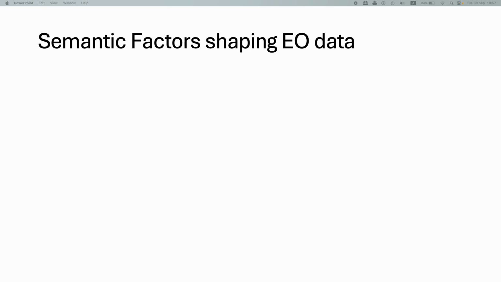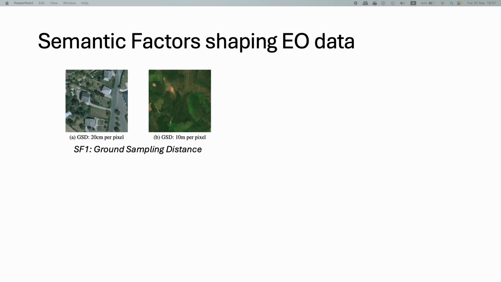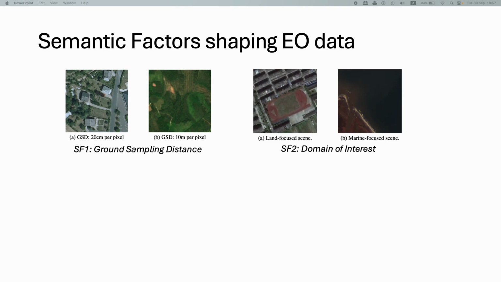Before starting our analysis, we first define the factors that may affect the uncertainty generalization in Earth observation. First, we have ground sampling distance. Ground sampling distance influences the level of spatial detail, affecting object detectability, textures, and patterns. Second is domain of interest, which influences the objects that can be found in Earth observation images. For example, marine environments exhibit distinct patterns and objects compared to terrestrial scenes.